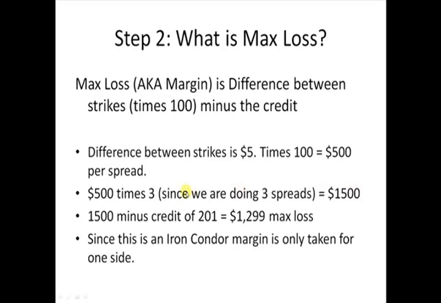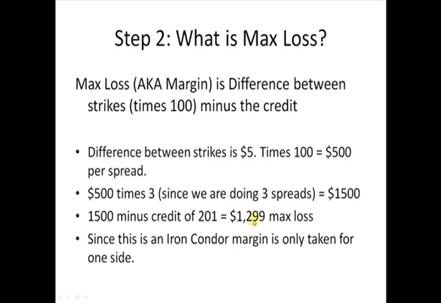Okay. Now we minus the credit from that. So we got $1,500 minus 201, which was our credit, equals $1,299, which is our max loss. Now this is the most we can lose on the trade, $1,299. The credit, which is 201, is the most you can make on the trade. So you got the most you can make and then the most you can lose. This is our max loss right here.